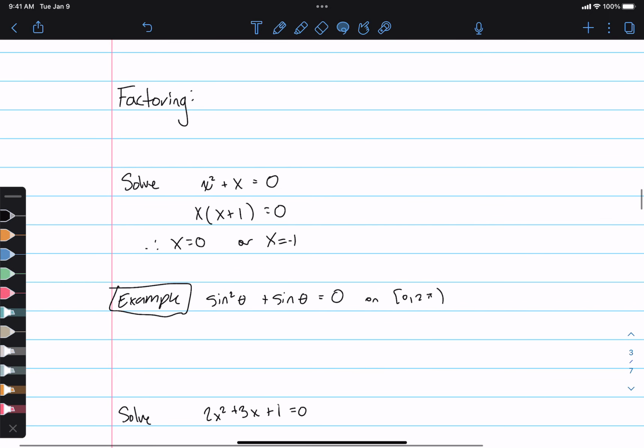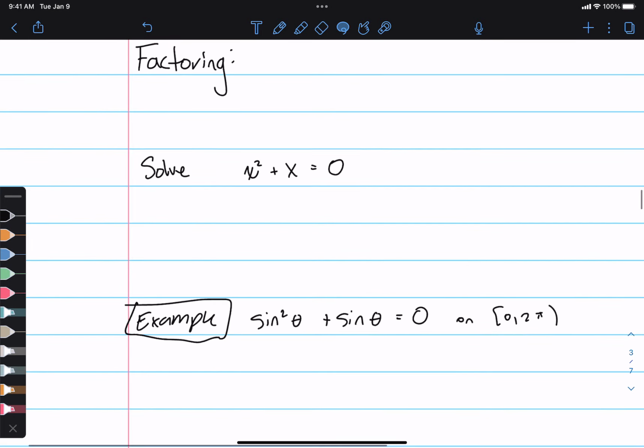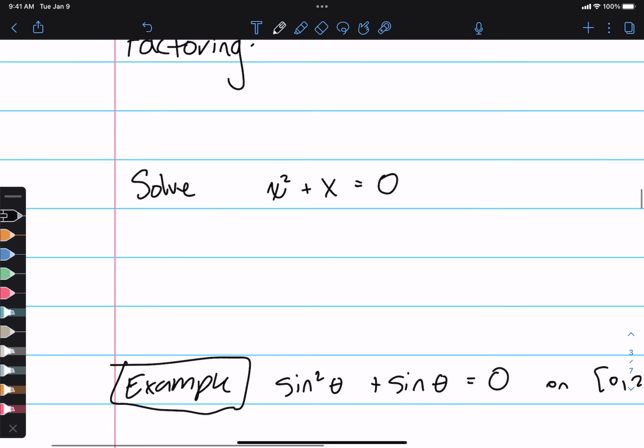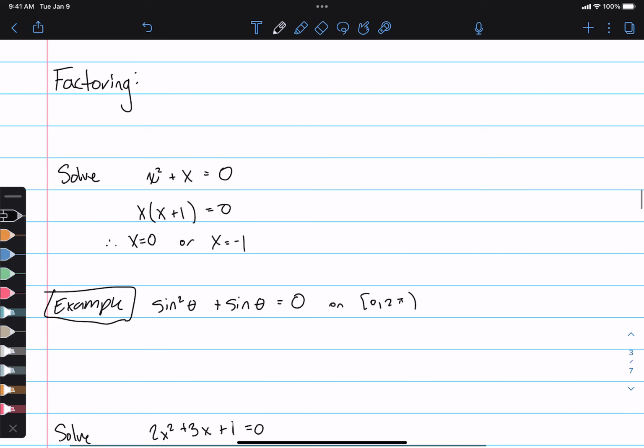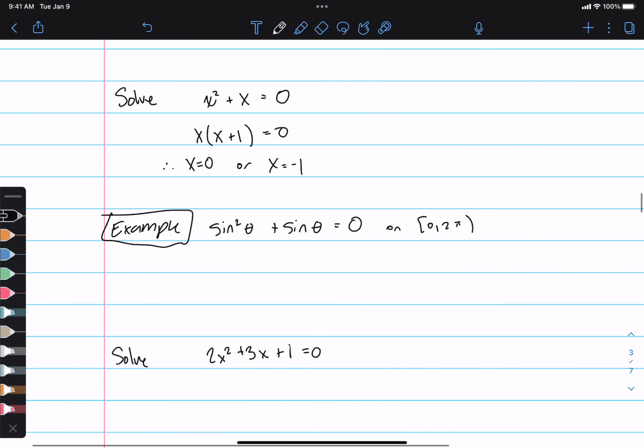So a quick little review on factoring, right? If we wanted to solve the equation x squared plus x equals 0, we would factor out an x and get x times x plus 1 equals 0. And we would conclude that x equals 0 or x equals negative 1, right? But what if we had sine squared theta plus sine theta equals 0? So we're going to try to think of sine squared theta as the x instead.